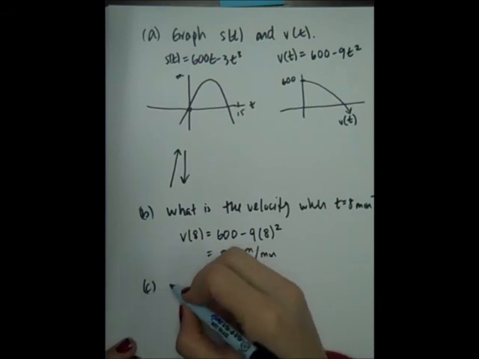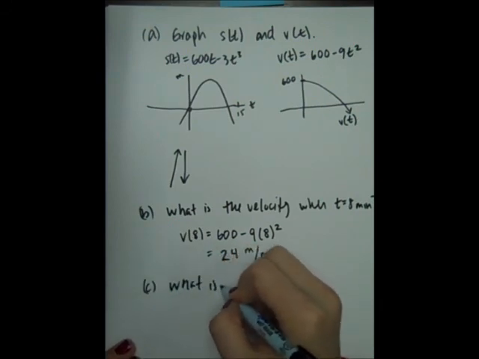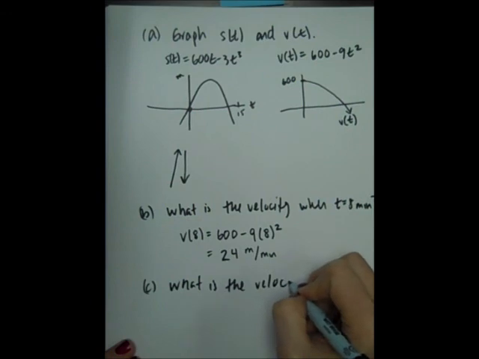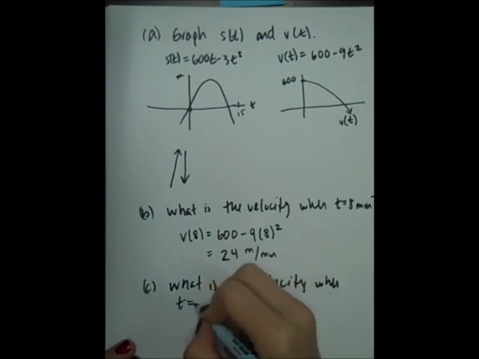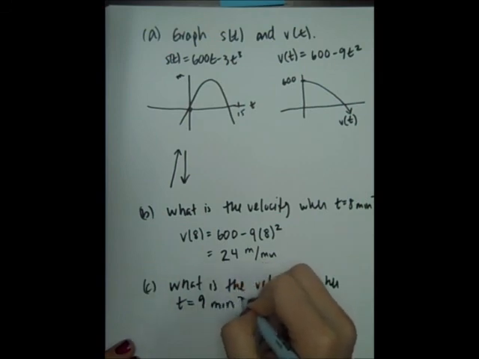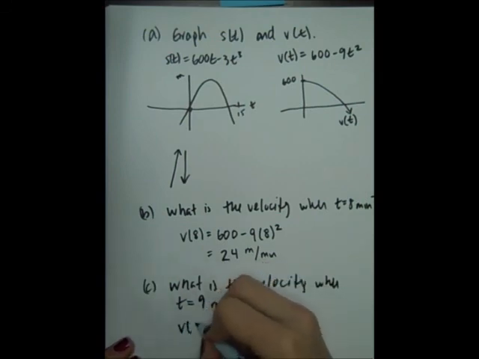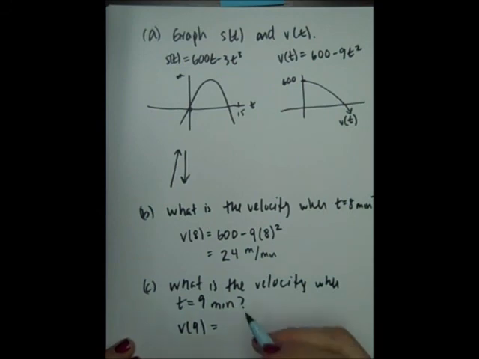Part C, what is the velocity when t is equal to 9 minutes? Well, this is just plugging 9 into our equation, so that's going to be 600 minus 9 times 9 squared, which is negative 129 meters per minute.